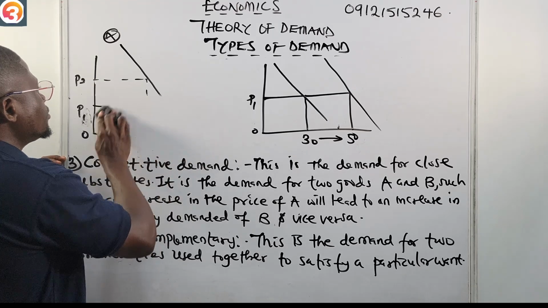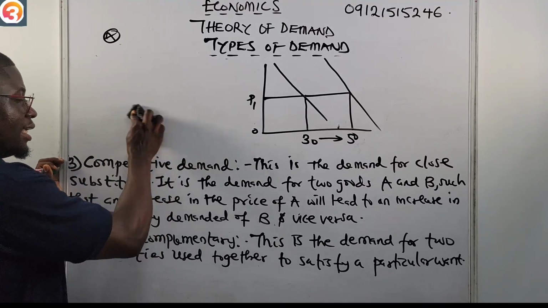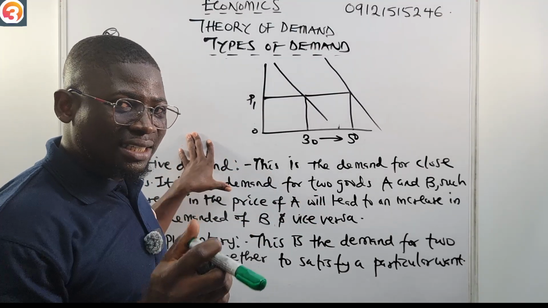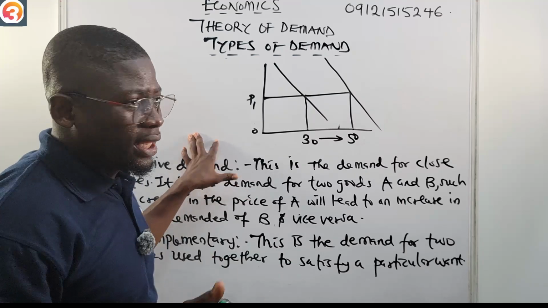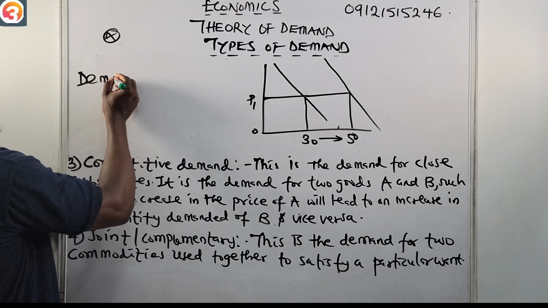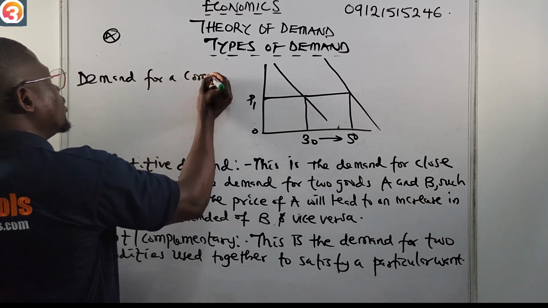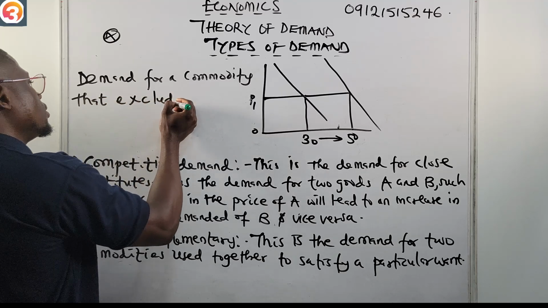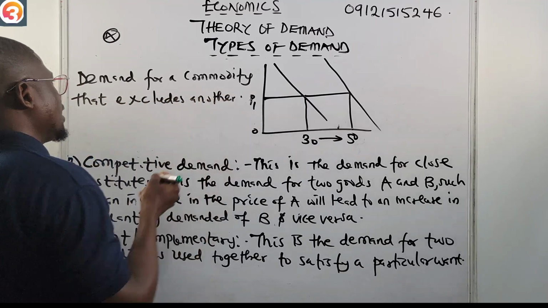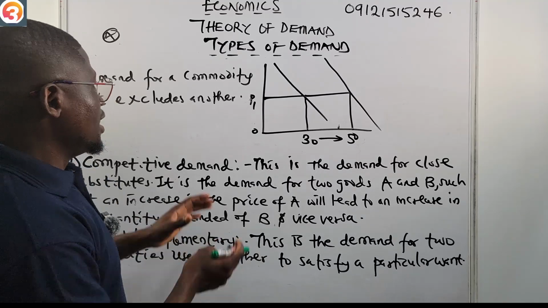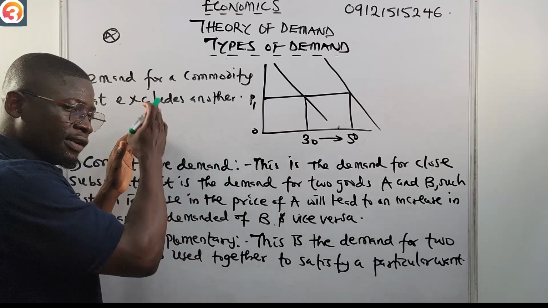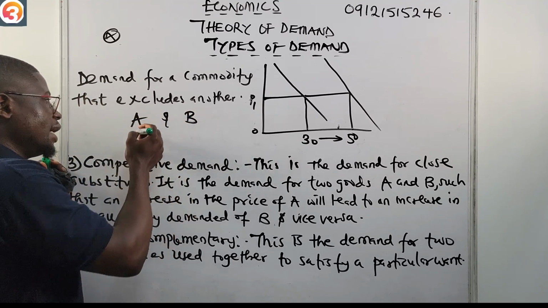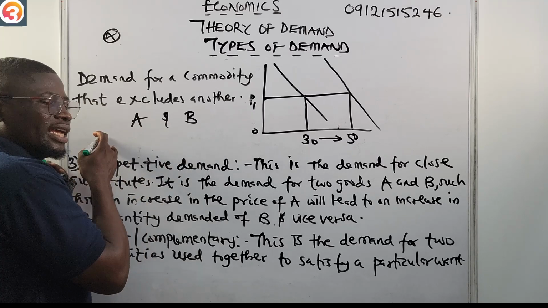Okay, now let us look at another definition. Competitive demand is the demand for a commodity that excludes another. So it excludes the other one. Since let's say two commodities A and B, people were going for A before. A increased price, so people will leave A. It will exclude A now and go for B.